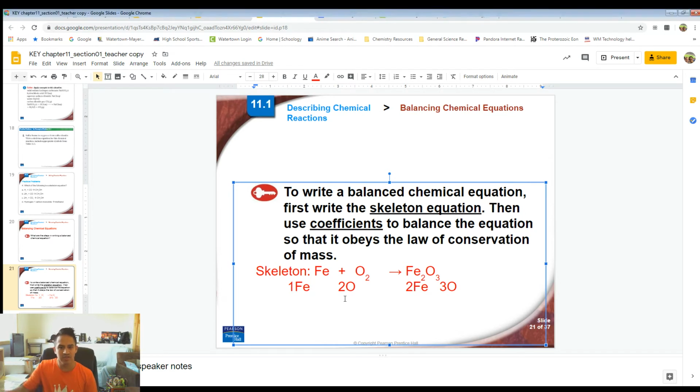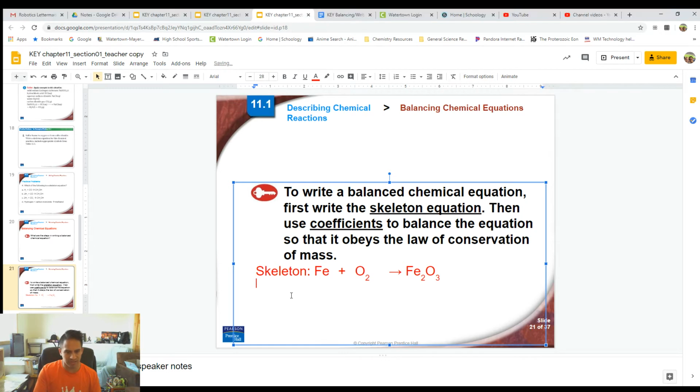The issue is the numbers of how many irons we have and how many oxygens. With the way we've written it, it looks like we have 1 iron reacting with 2 oxygens, and we make this 2 iron, 3 oxygen compound. That's not the ratio. That's actually not how it works. We are missing some numbers. This skeleton equation is like a recipe that someone has written, and they forgot to tell you how much of each thing you have. So it looks normal, but it's actually not. So we need to balance this.